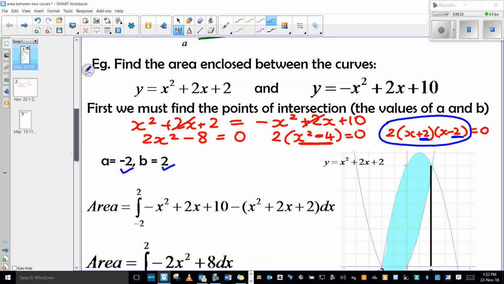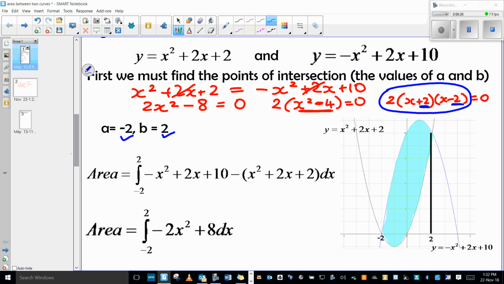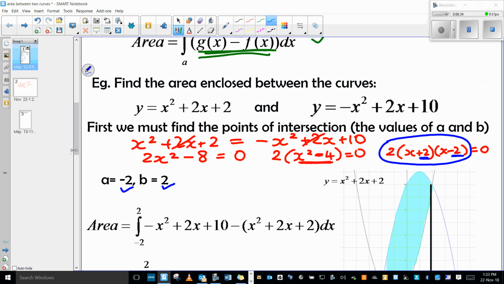Alright, so that's just finding those two values. That was a little quick review of solving quadratics. Then we need to establish which one of these is on the top and which one is underneath. What do we know about this function? It's a quadratic, so it's secretly a parabola. Is it positively happy or negatively sad? Positively happy. Okay, what about this bad boy?